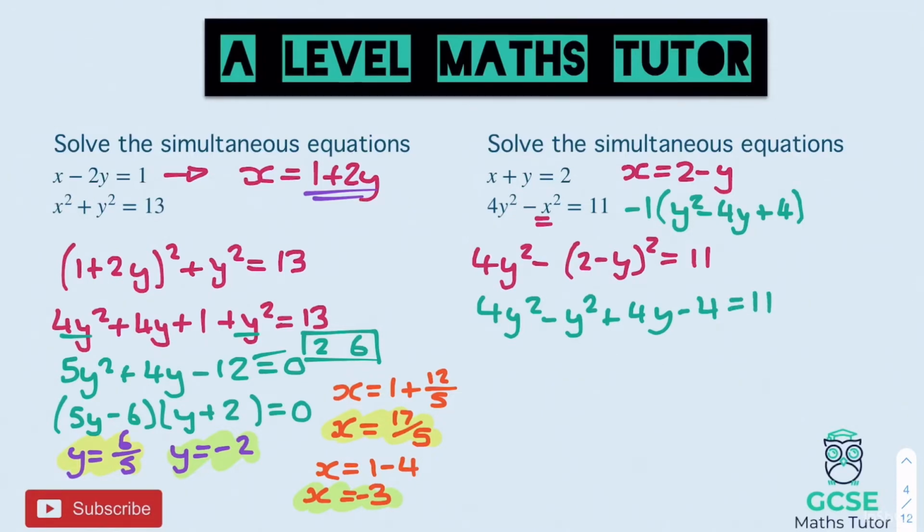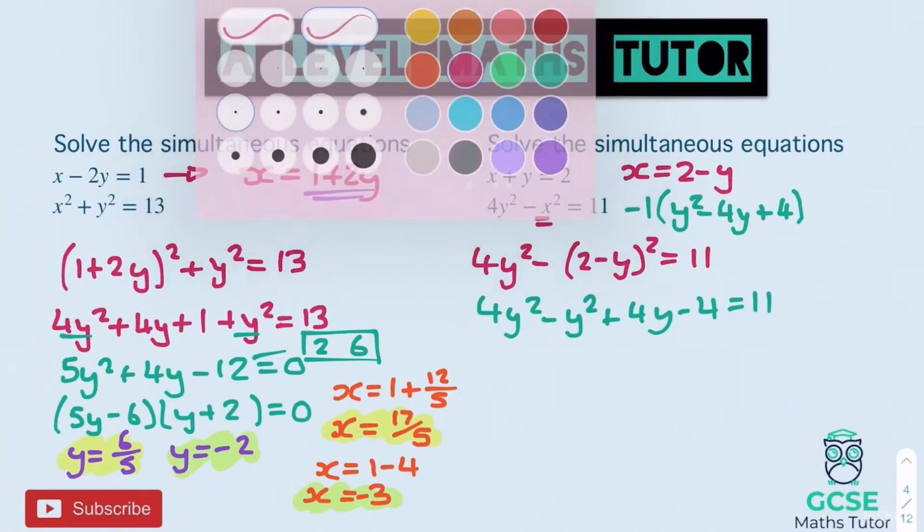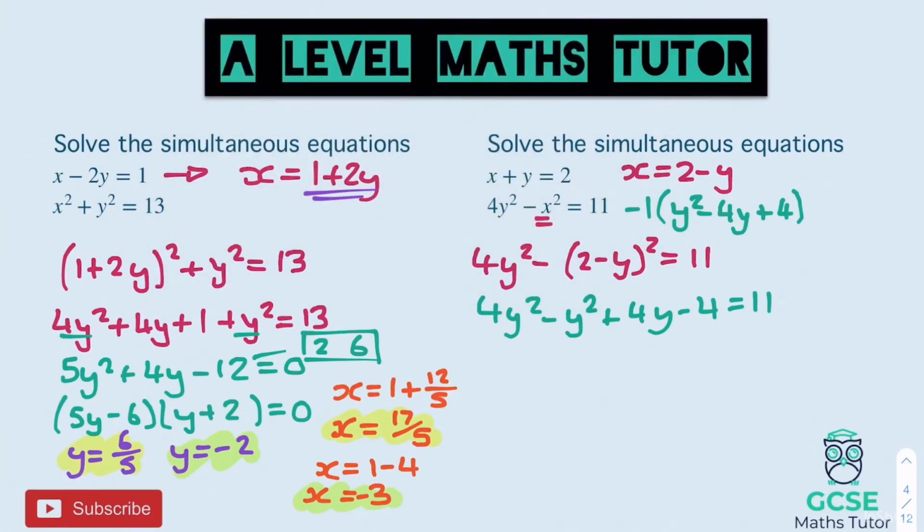So you've just got to watch out with that because all the symbols have changed there. So I'd imagine if people did make a mistake on that, that's where they do it. Now we can join up these y squareds. So we've got 3y squared, and then we've got the plus 4y, and we've got minus 4, we're taking away 11, so minus 15, and now it equals 0.